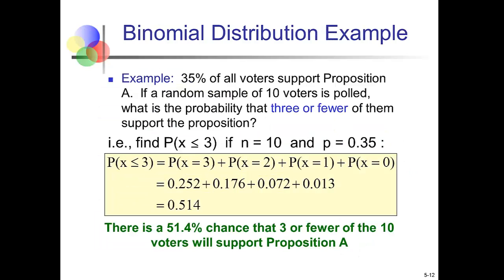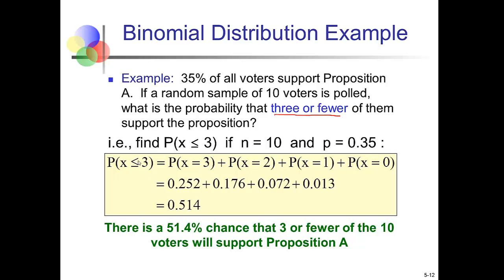One more example of probability. Suppose we have that problem we were looking at before. 35% of all voters support Proposition A. We're going to take a sample of 10 voters, but instead of looking at exactly 3, suppose we're interested in the probability of 3 or fewer of those voters supporting that proposition. So we want to find the probability that X is less than or equal to 3, given those same 10 trials and the probability of success being 0.35.